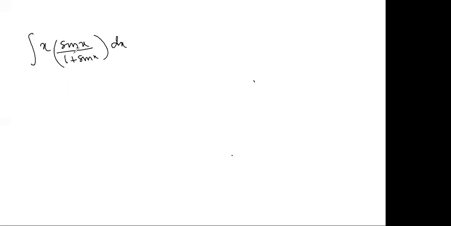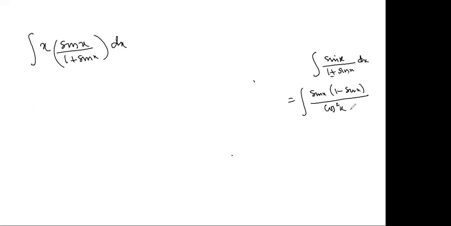So what we'll do, we have to recollect how to integrate sin x upon 1 plus sin x. Can anybody tell me the technique of integrating this? Divide by cos, no. You need to rationalize it. Multiply with 1 minus sin x. So the denominator became 1 plus sin x into 1 minus sin x, so it became cos square x. Then you have to separate it.